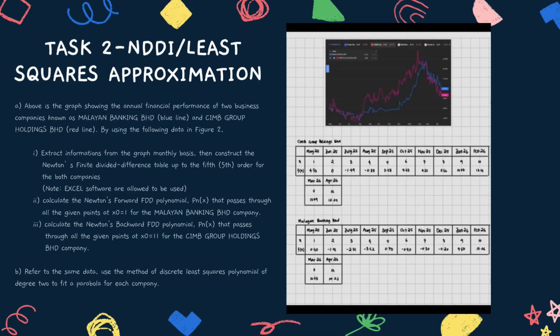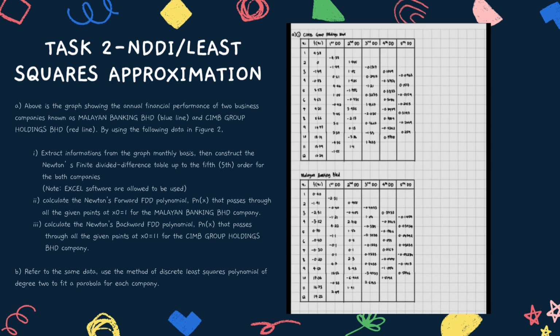For task 2, question A1, I've made a graph for the two banking companies, and then I used x for the month number, which is 1 until 12, based on the months, and then f(x) based on the stock price from the graph. And then I've structured the table based on x, f(x), first DD until 5th DD.